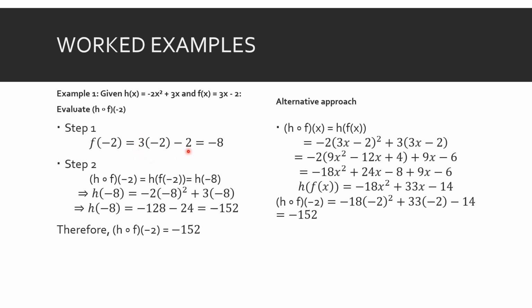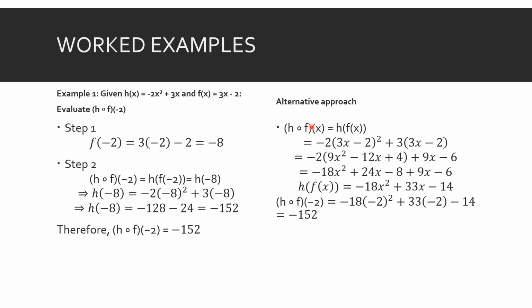We've learned about evaluation of function, yes. And the output or the results or the image will be minus 8. Instantly, the minus 8 becomes the input for function h. So this one can be expressed like this. Then I'll also substitute the minus 8 into the function h, evaluate it, and the final result will be minus 152. So therefore, h composite f of minus 2 is minus 152.